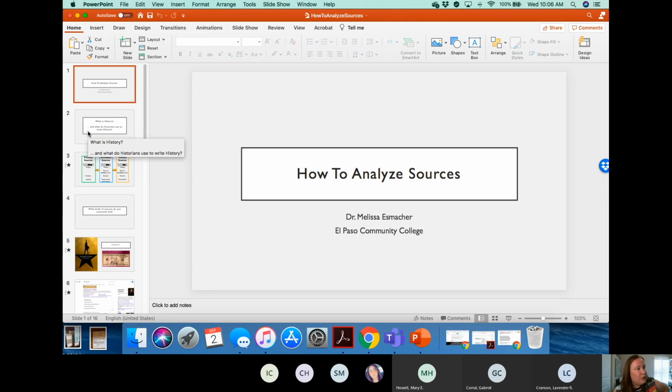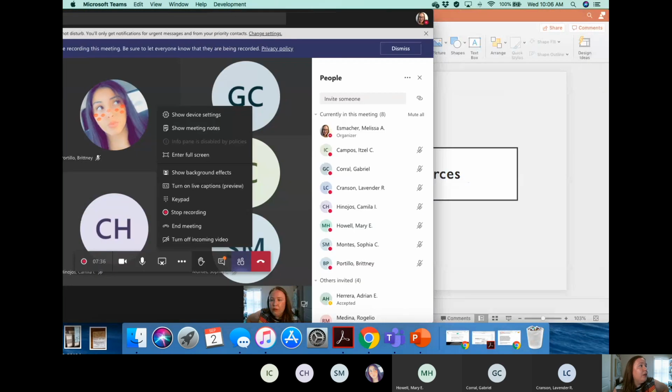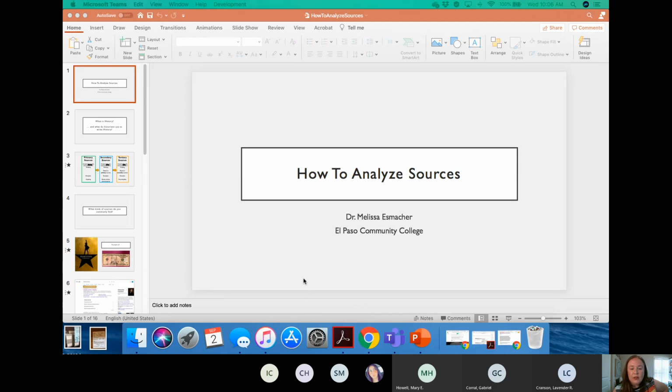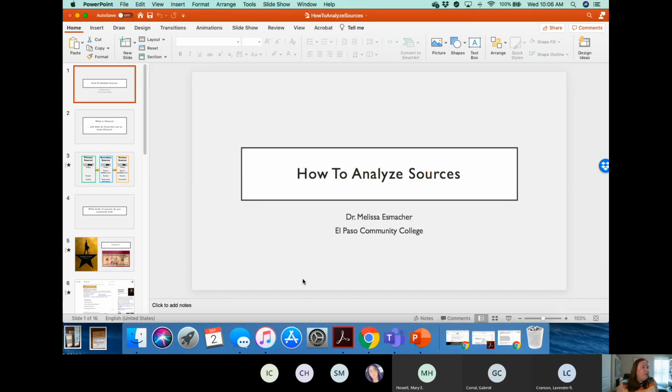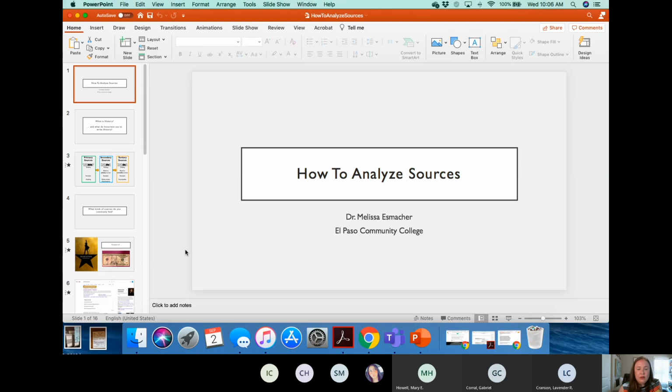Sorry, I'm trying to do a dual screen setup so I can still see the Teams window. All right, I'm going to move this over here. Can you still see the PowerPoint okay? Go ahead and hit raise hands if you can. Beautiful. You're not seeing both of my screens, just the PowerPoint screen for right now. Okay, awesome. You can go ahead and lower hands.